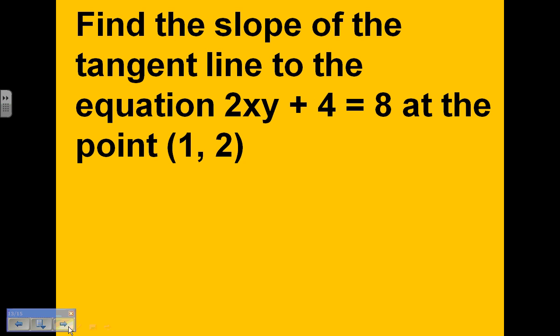The next one. Find the slope of the tangent line to the equation 2xy plus 4 equals 8 at the point (1, 2). Again, the first thing you always check, is this on the graph? This one is on the graph. I think. 2 times 2 is 4, plus 4 is 8. Yeah, on the graph. It makes it easier. Try this one from start to finish. Step number 1, step number 2, step number 3, and then finally step number 4, x's and y's.